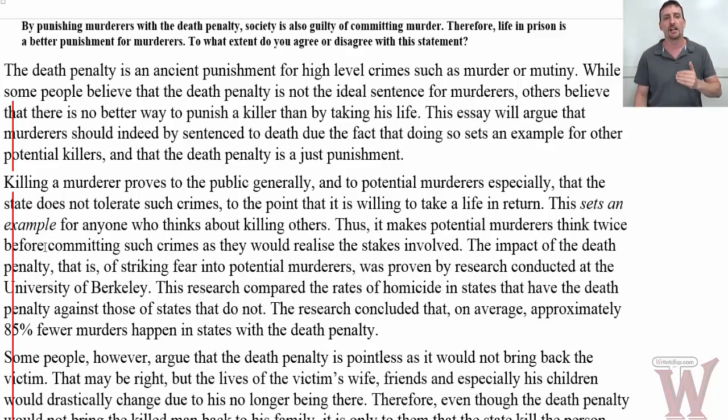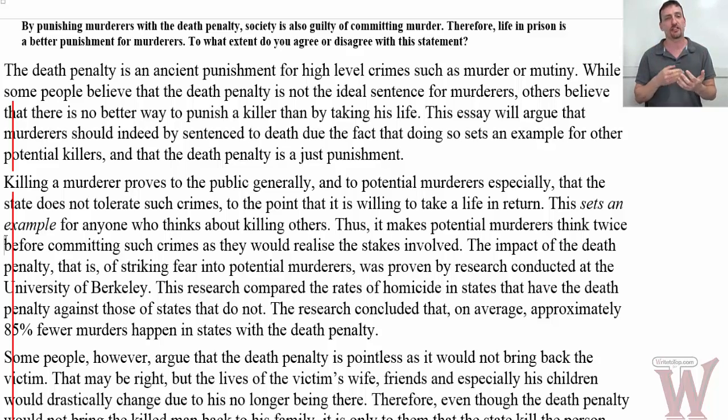Next, in the next one, he goes on and talks about setting an example for other killers. I don't like the fact that he sets an example again. Okay, he does that here. He sets an example again for anyone. So he's already said that in the introduction, he doesn't have to say it again. But he explains his reasoning, he develops his reasoning, he makes them think twice. Potential murderers should think twice. It strikes fear into them.